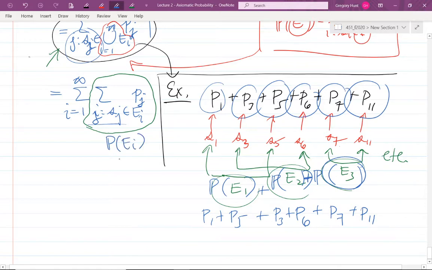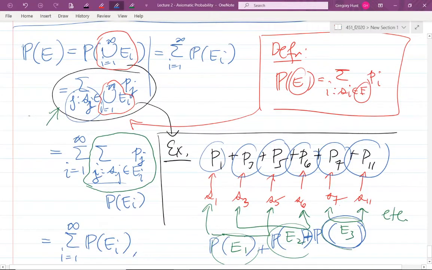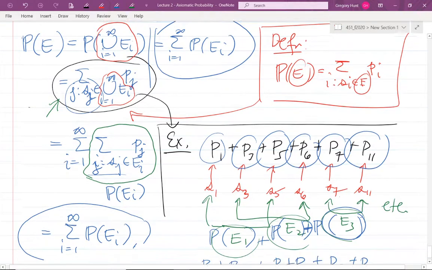If I go back to my definition, that is the probability of e sub I. So what I get here is the sum of the probability of e sub I, which of course is what I wanted to show at the start. So I've shown this. This is what I was trying to show, which I have now shown down here, right? So probability B is probability of the union of e sub I.